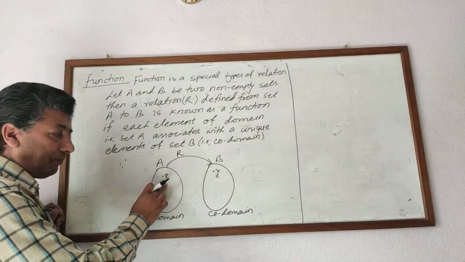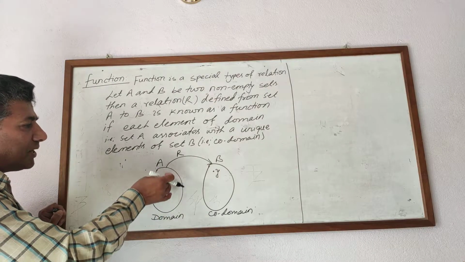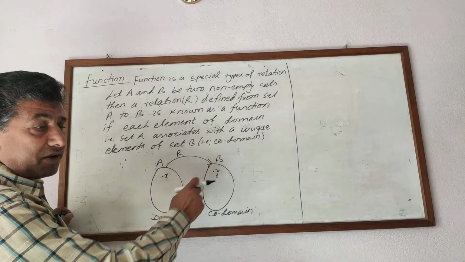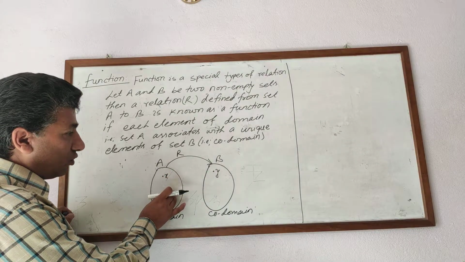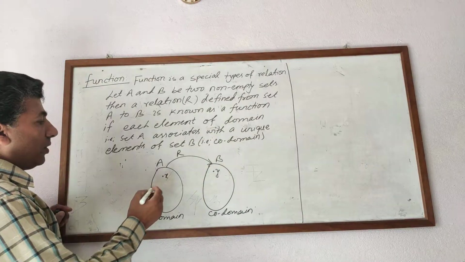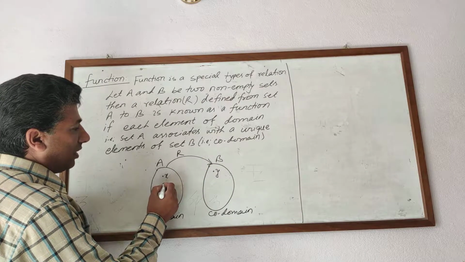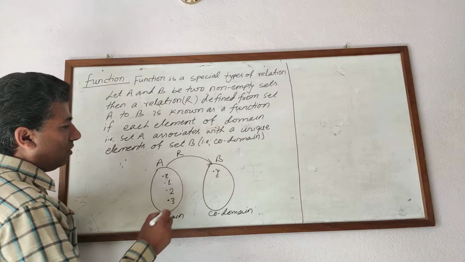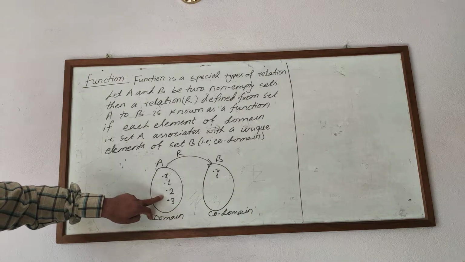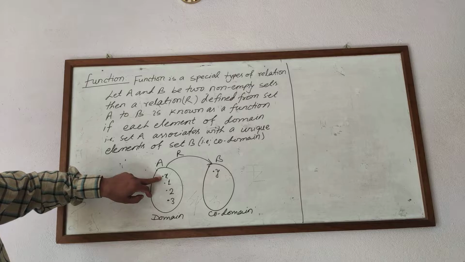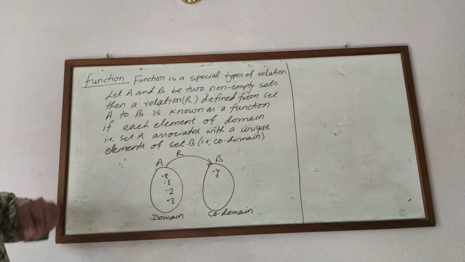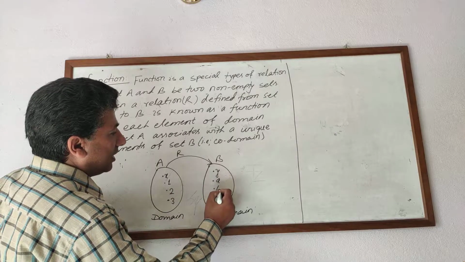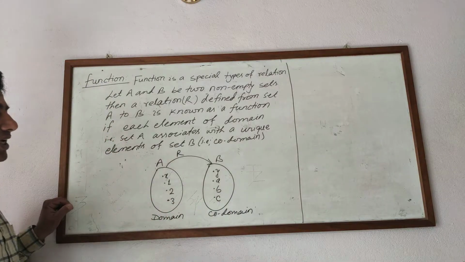Now I'll give one example here. Suppose this X represents all the elements of set A, and this Y represents all the elements of set B. This one is domain, this one is codomain. Now, in domain, I'll take a few elements. Suppose 1, 2, 3. These three elements I have taken here in domain. This X means 1 also, 2 also, 3 also. And in set B, I'll take A, B, C, three elements.